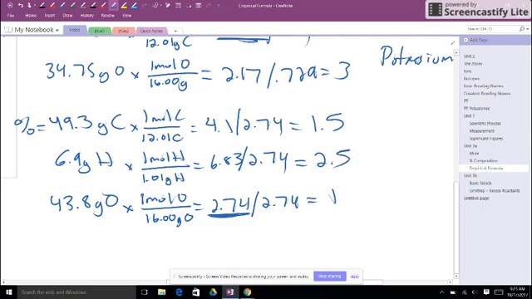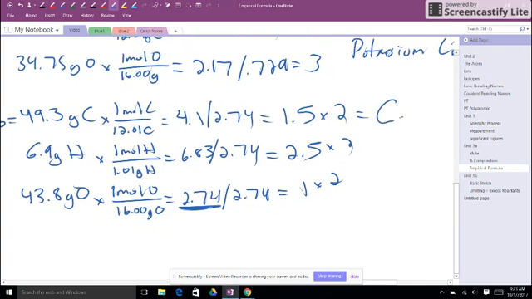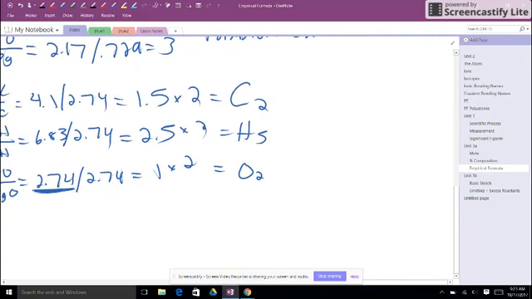Now for these, since we have the 0.5, we're going to need to multiply everything by 2. So we're going to have C3H5O2 for the empirical formula for the compound. Now this one asks us to find the molecular. So if the empirical is C3H5O2, we add this up, and this is about 73 grams per mole.